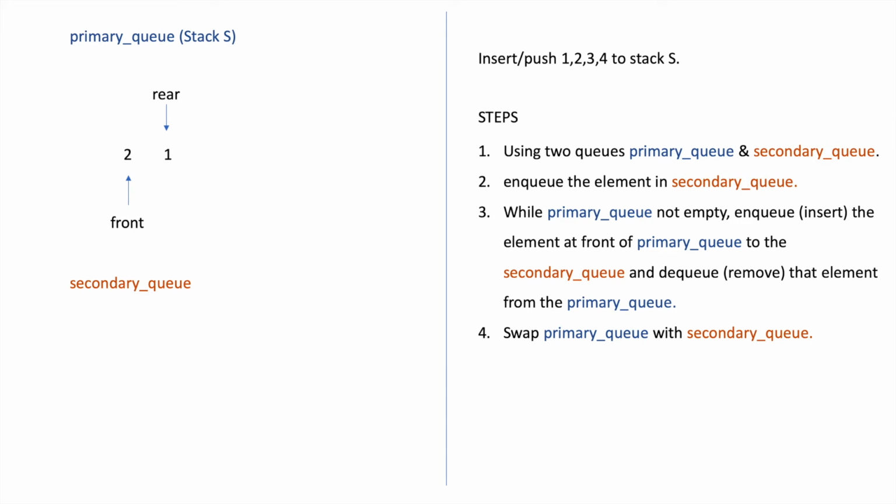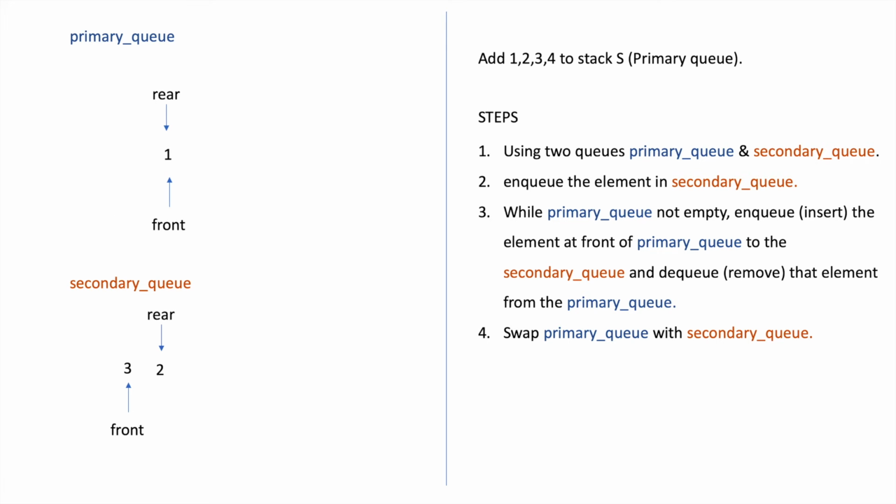Now again, to insert the element 3 at the top of the stack, that is front of the primary queue, we will enqueue the element in secondary queue, and then while the primary queue is not empty, we will insert the element at front of the primary queue to the secondary queue and we will remove that element from the primary queue. So we will insert the element 2 from primary queue to the secondary queue and we will remove that element from the primary queue.